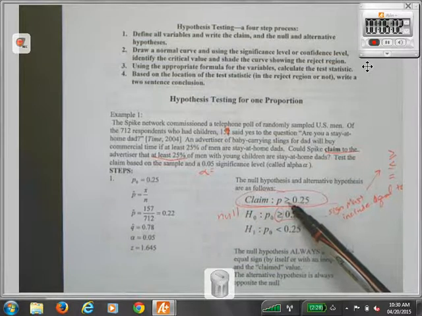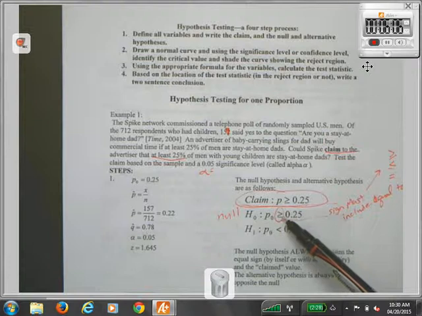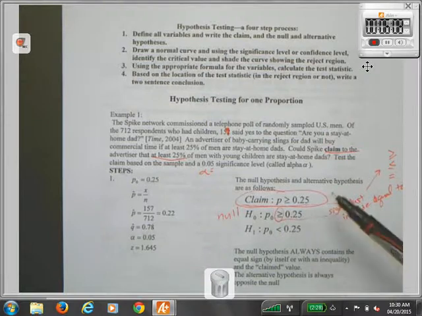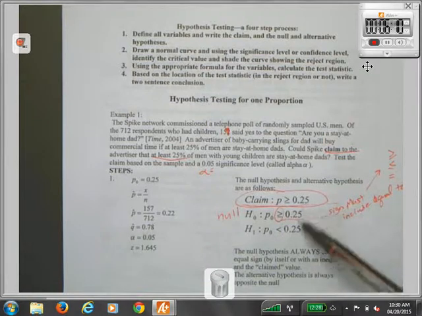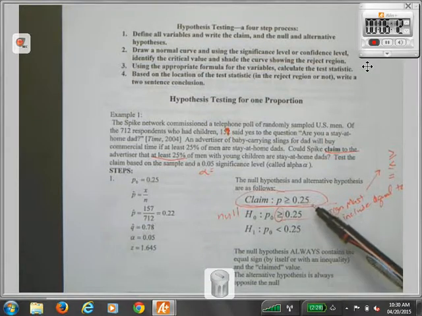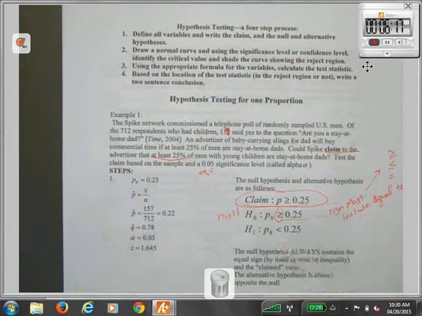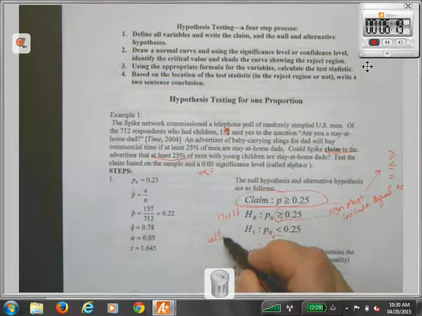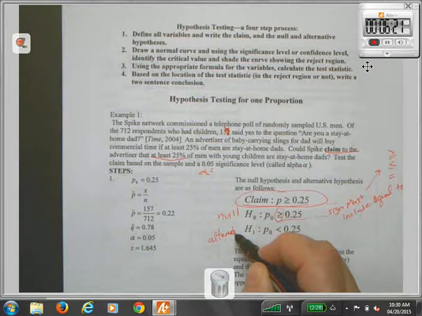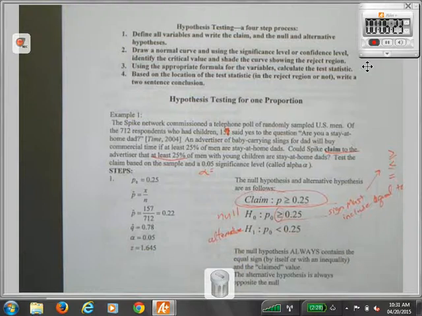But if the equal to sign is in the claim, then that same sign goes into the null hypothesis. The value of 25% is going to go all the way through this. Once you've decided what your claim value is, it stays with the null, and it stays with the other one, which is called the alternative hypothesis, H sub 1. Okay, that's our first alternative hypothesis. We're only going to do one.